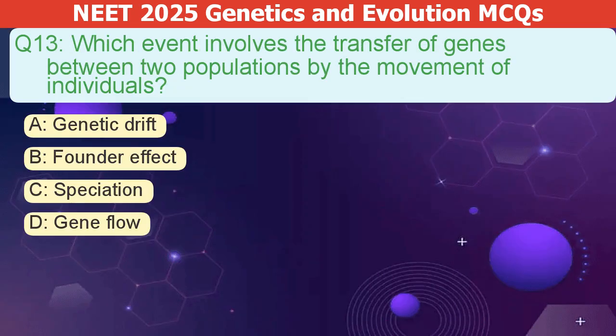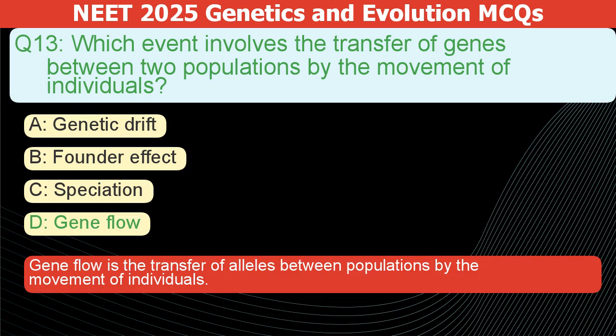Which event involves the transfer of genes between two populations by the movement of individuals? A. Genetic drift. B. Founder effect. C. Speciation. D. Gene flow. The correct answer is D. Gene flow is the transfer of alleles between populations by the movement of individuals.